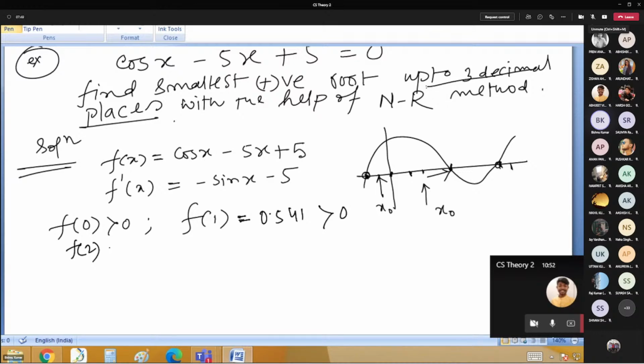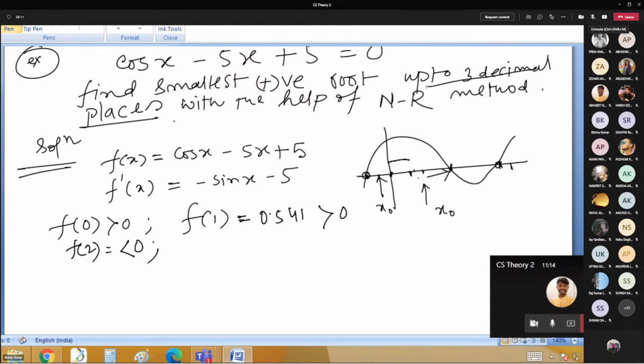What is f of 2? Is it positive or negative? You just tell me. Negative, sir. Okay, no problem. So your graph at 0 and 1 is above the x-axis.